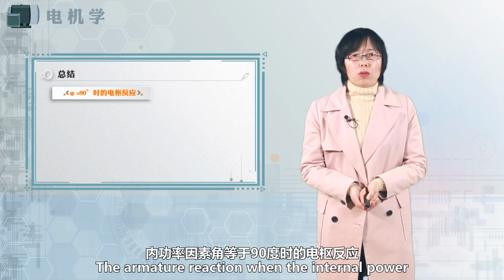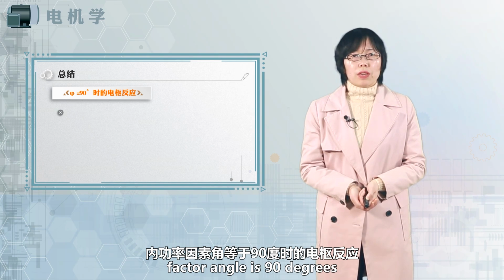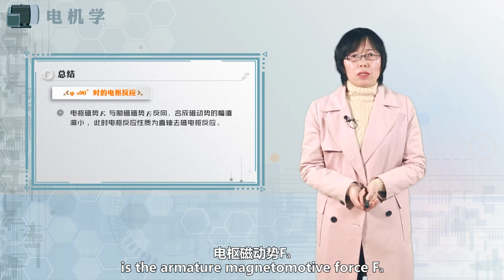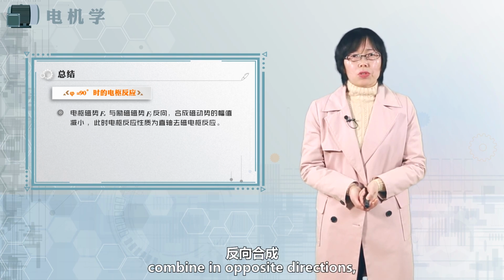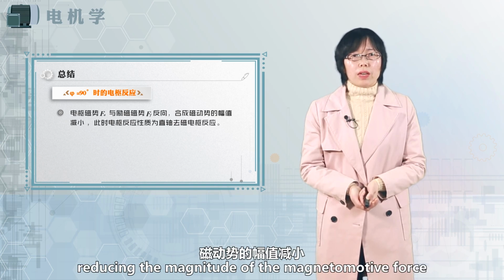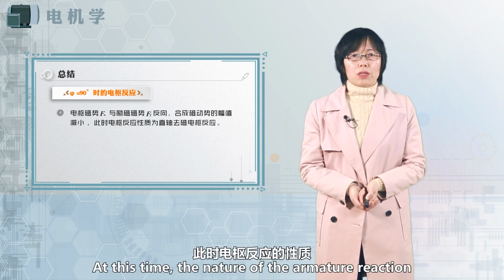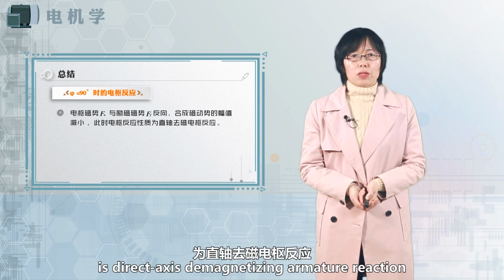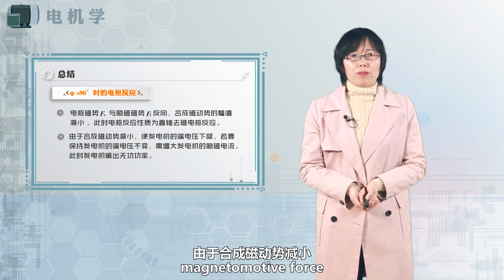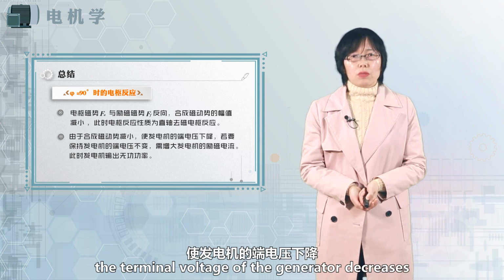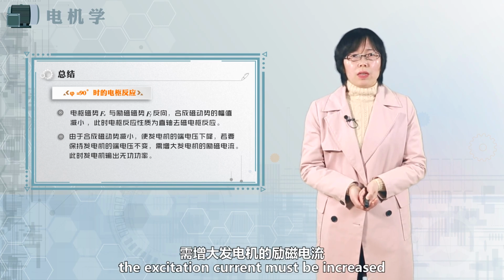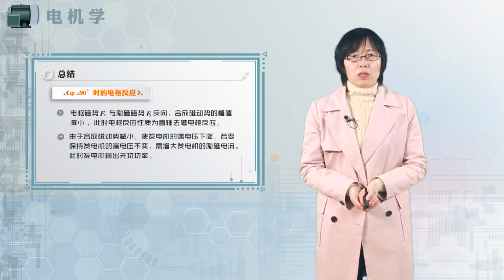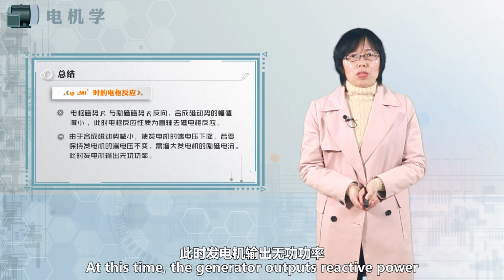The armature reaction when the internal power factor angle is 90 degrees is that the armature magnetomotive force, Fa, and the excitation magnetomotive force, Ff, combine in opposite directions, reducing the magnitude of the magnetomotive force. At this time, the nature of the armature reaction is direct axis demagnetizing armature reaction. Due to the reduction in the combined magnetomotive force, the terminal voltage of the generator decreases. To maintain the generator's terminal voltage, the excitation current must be increased. At this time, the generator outputs reactive power.